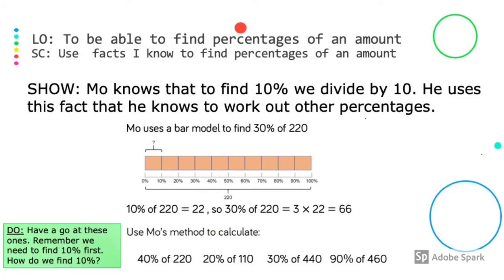I would like you to use this exact same method to have a go at these ones at the bottom of the screen. Remember, we need to find 10% first. How do we find 10%?